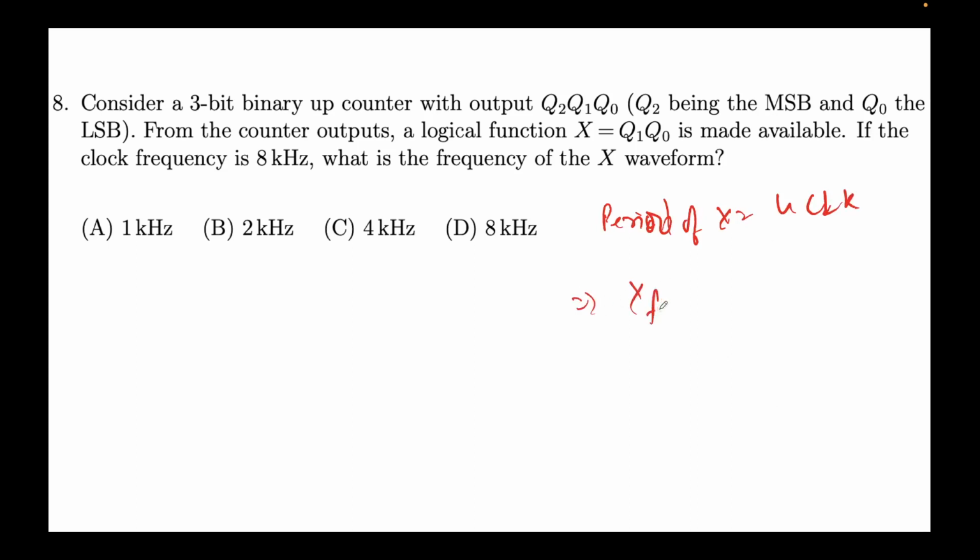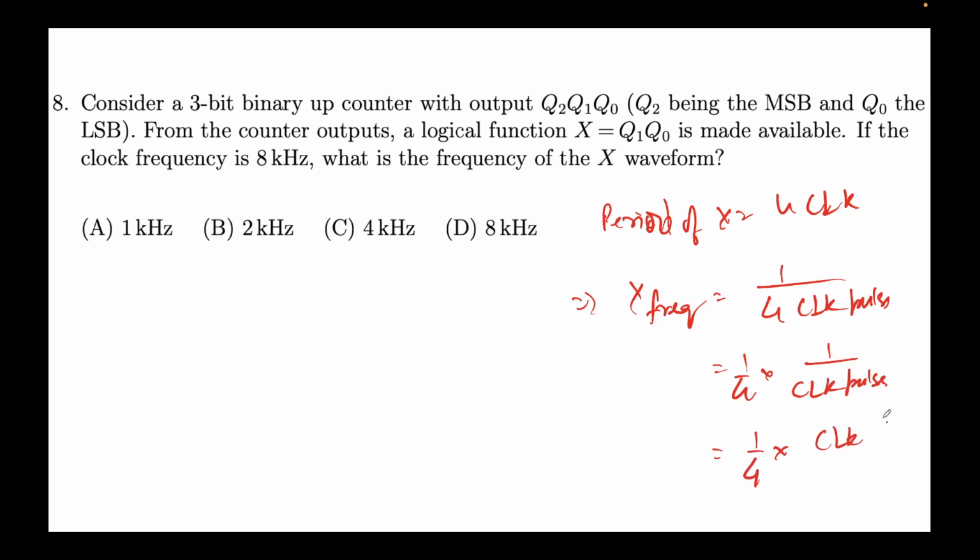This means x frequency will be equal to 1 over 4 times the clock period. Again we'll do the same, 1 over clock period is nothing but clock frequency. Clock frequency, which is 1 over 4 into 8 kilohertz, which is 2 kilohertz. So our option is B here.